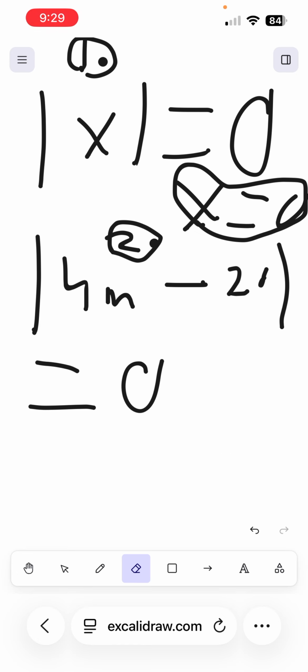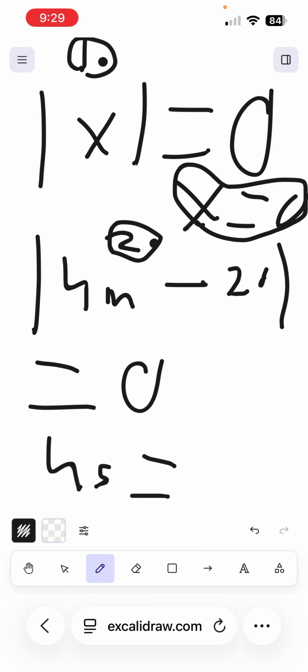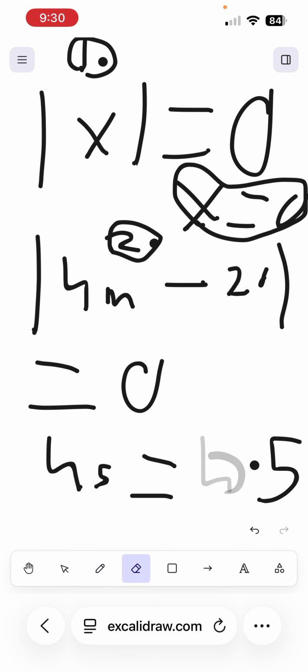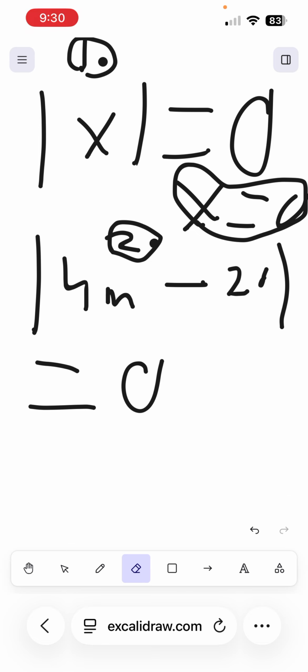So say I have, let's say, 4 5. This would equal 4 times 5. That's a horrible 5, but that would equal 4 times 5. Okay? Don't get confused. Anyway, let's move on here.